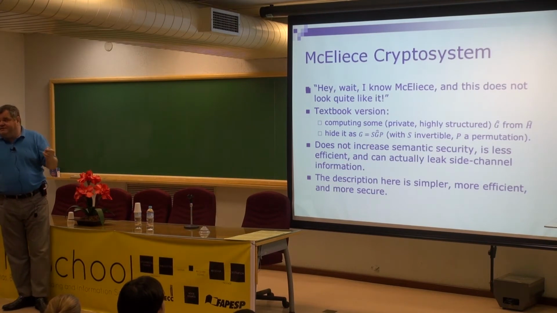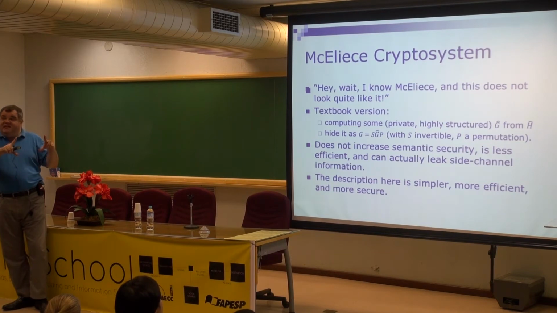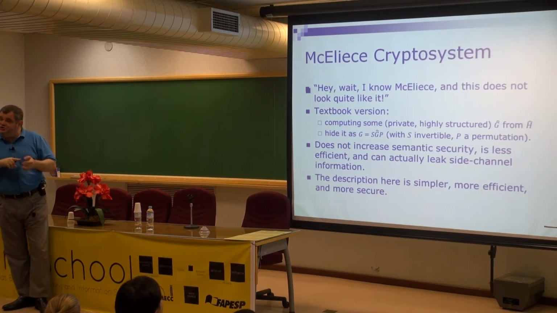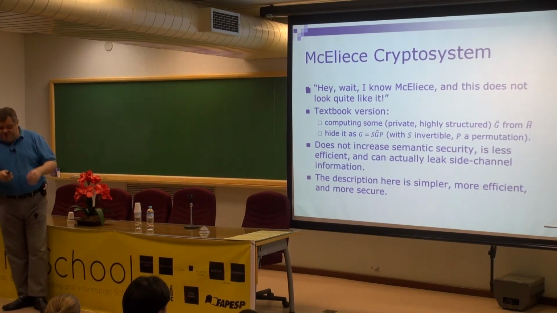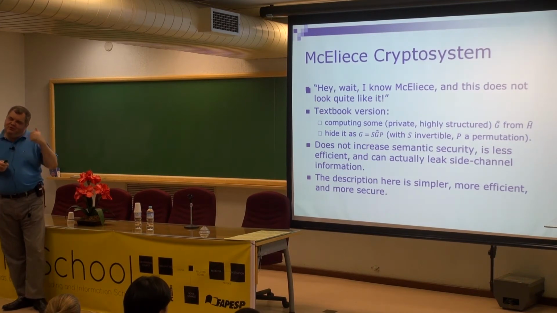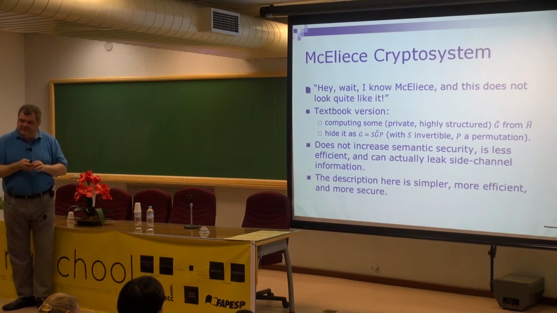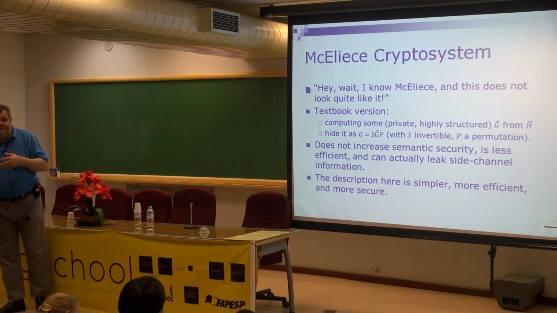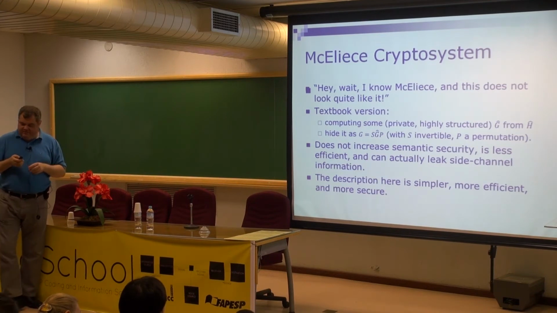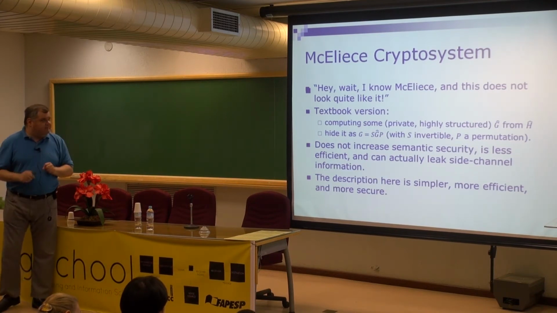If it's in systematic form, we have a big chunk of the generator matrix which is simply the identity matrix. So we don't have to store it or transmit it or even process it when we are multiplying by the generator matrix. We don't have to multiply by the identity matrix. So it's a good idea to use this presentation of McEliece, not the one I just used here. It's more modern, it's more secure, it's simpler as well.